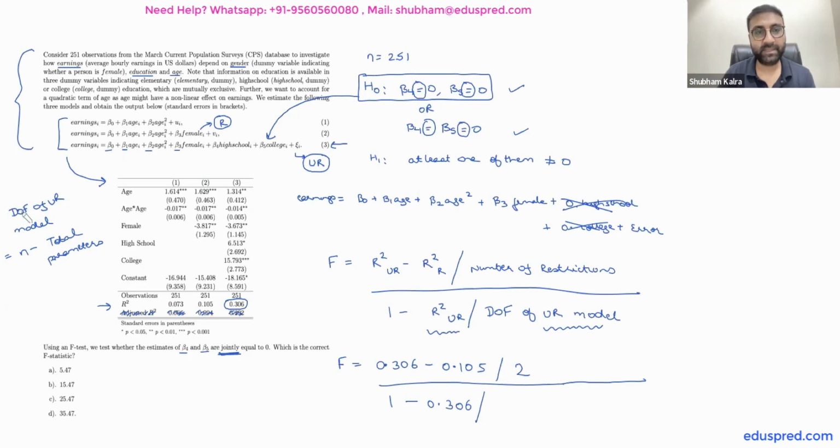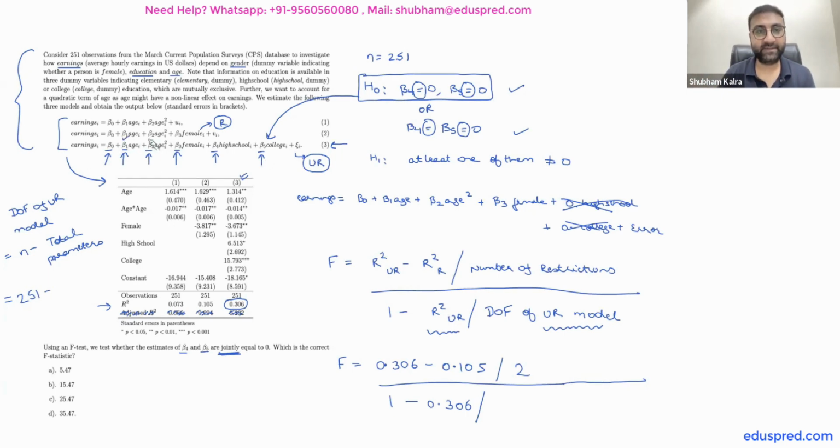So what's going to be the degrees of freedom of your unrestricted model? What's your n? Your n is 251. So this is 251 minus the total number of parameters. Let's count the total number of betas in the model number 3. So this is 1, 2, 3, 4, 5, and 6. Note that you have to count all the betas, even the intercept one. Okay, this is also one mistake that many students do. They do not count the intercept.